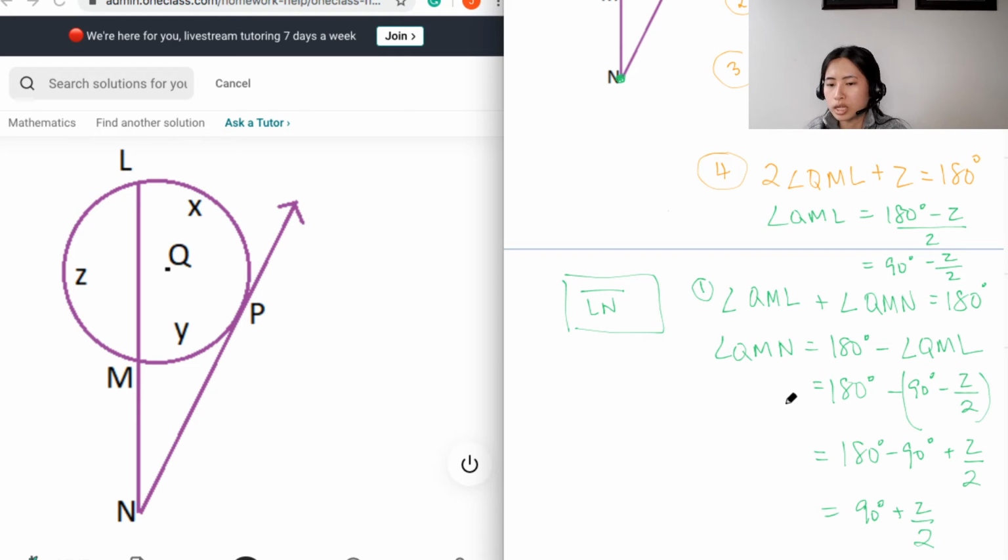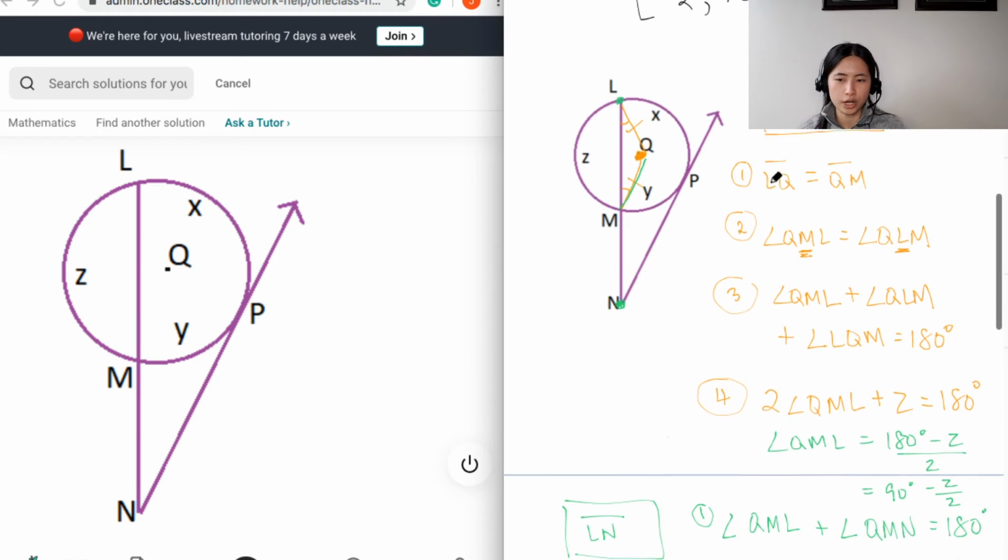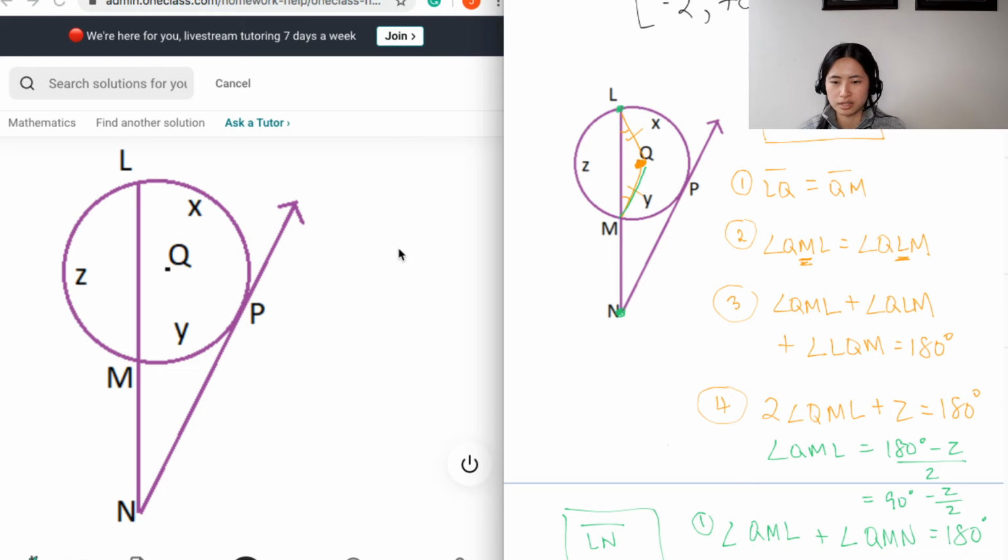So once we know what angle QMN is, right, we can go ahead to the next figure. Actually, it's the same figure, but to the next polygon, which is the trapezoid. So we have this trapezoid.